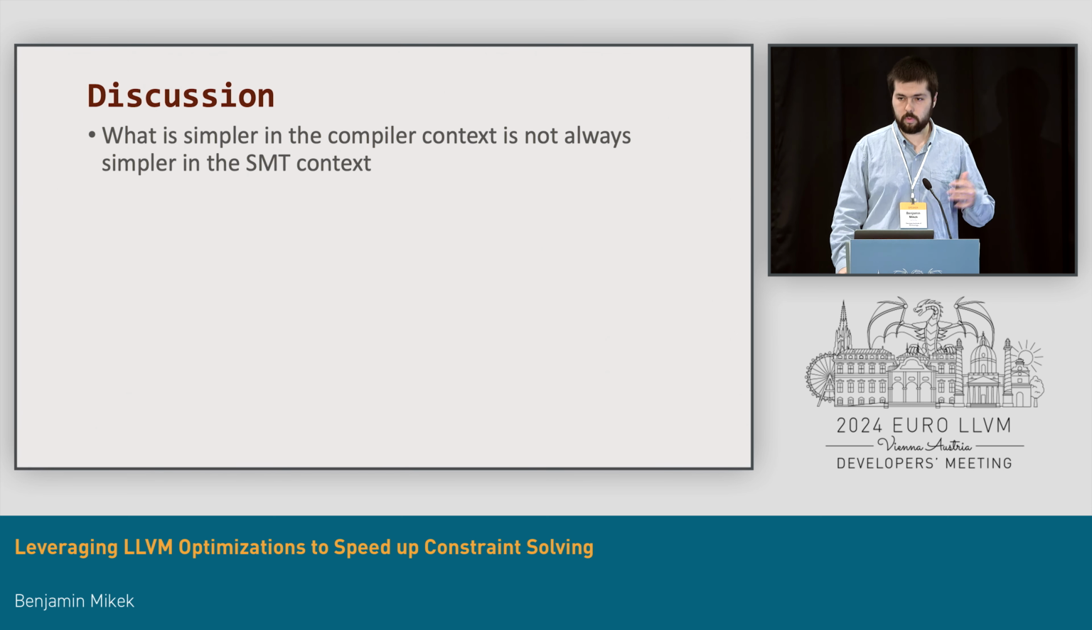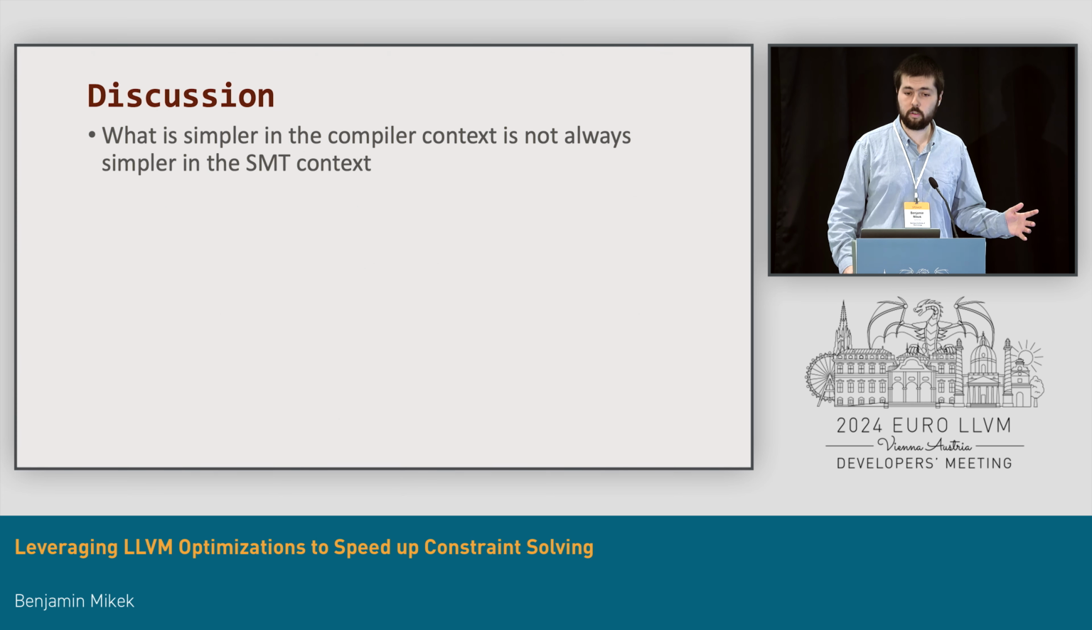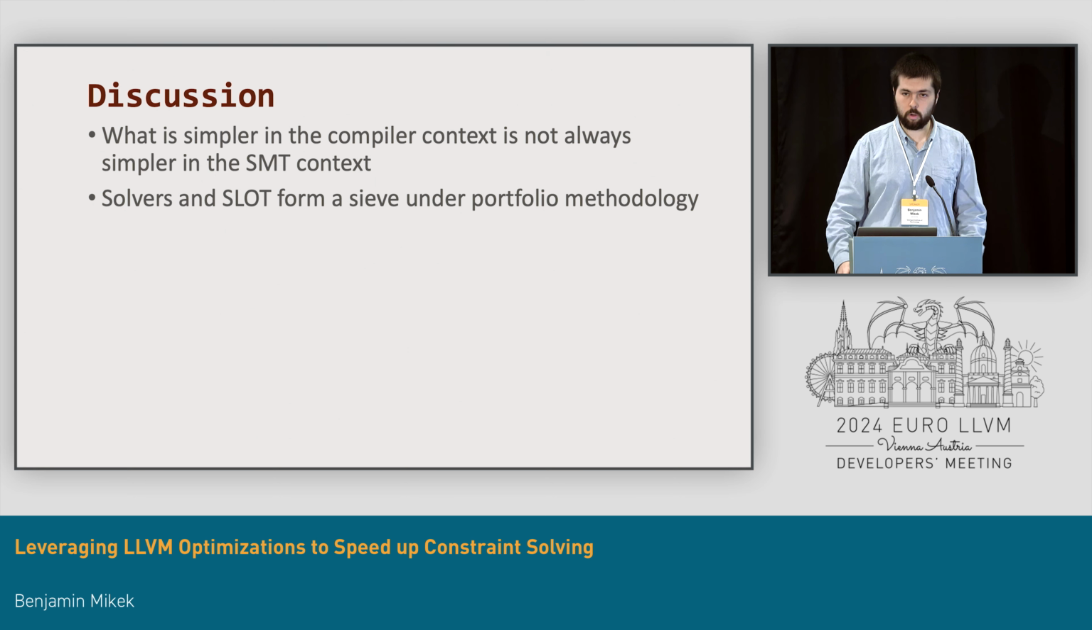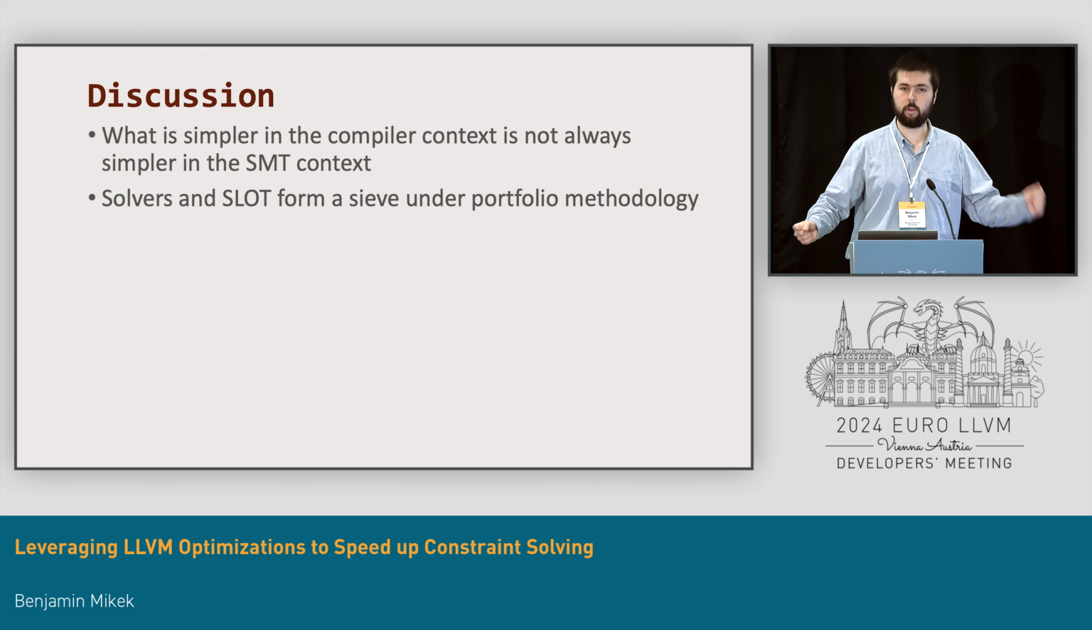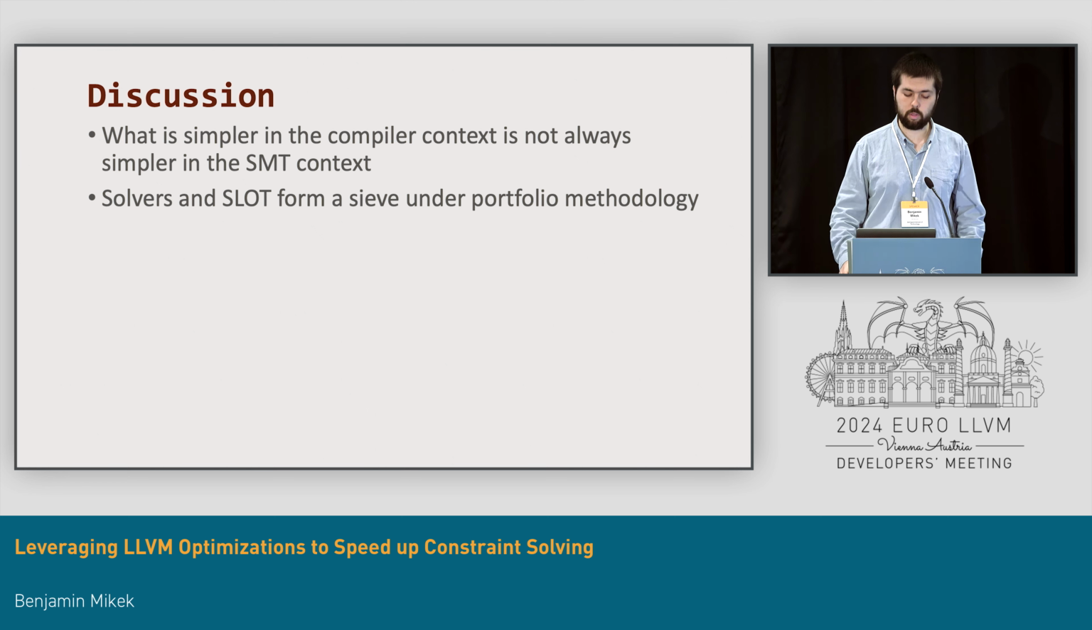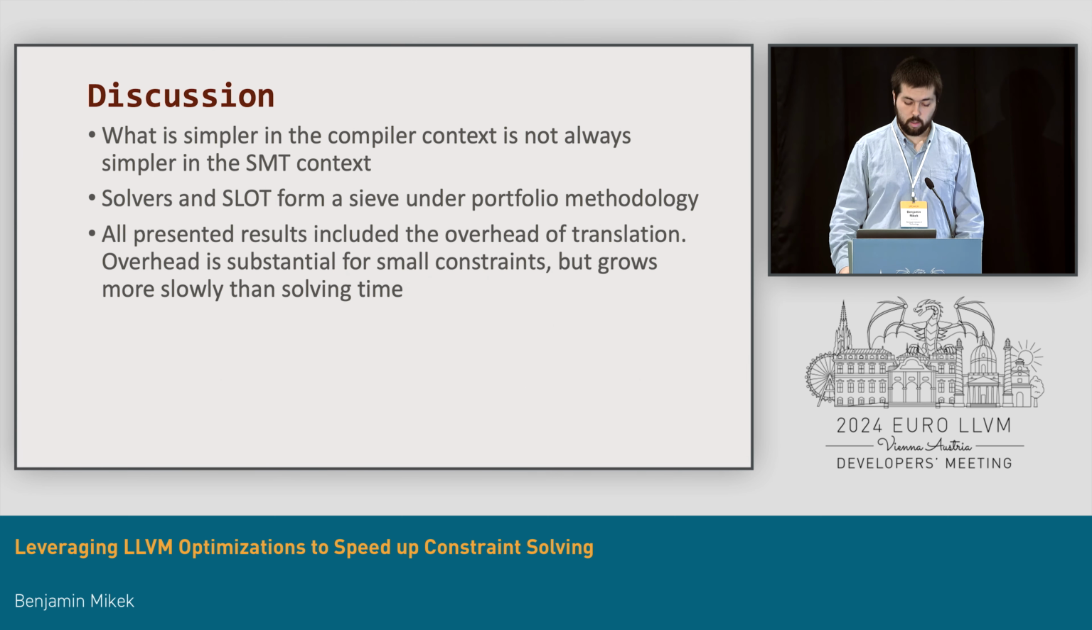There are a few things to mention here. One is that what's simpler in the compiler context isn't always simpler in the constraint solving context. And so we use a portfolio methodology in which we run both a solver and SLOT in parallel and just take whichever result comes out first. And this creates sort of a sieve where one handles some constraints well, the other handles other constraints well, and overall we observe a speedup.